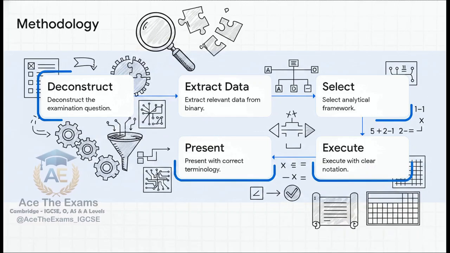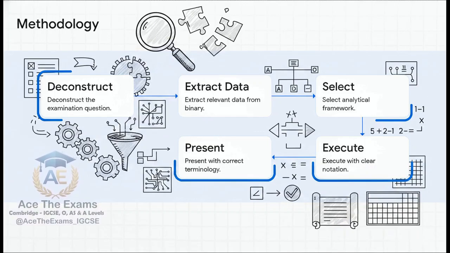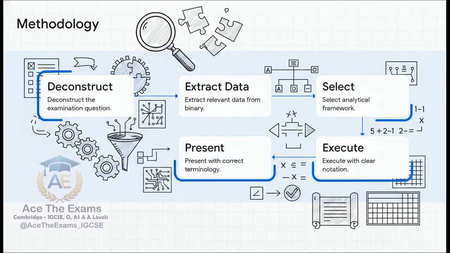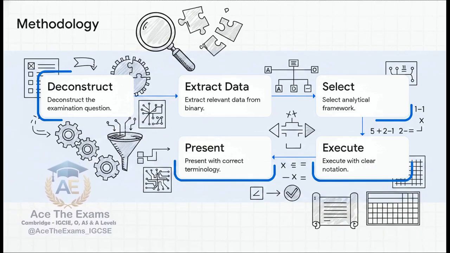Step 3. Select your analytical framework. This means breaking the complex circuit into intermediate columns on your truth table. Don't try to do it all in your head. Step 4.